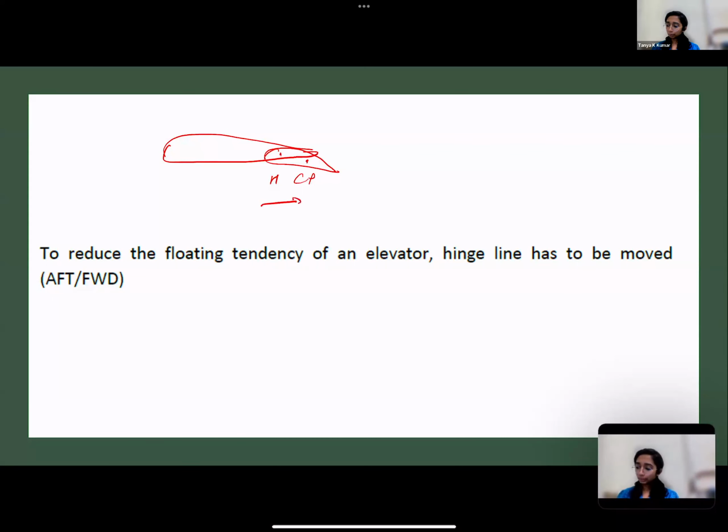If I move it towards CP, the moment becomes less and less and less until it becomes 0, right? So then the floating tendency is reduced. Yes? Okay. So this is say case 1 and this is say case 2 where your hinge point is here and CP is also here. In which condition will there be float? Here there will be more float, right? More float. Here there will be no float, 0 float in fact.